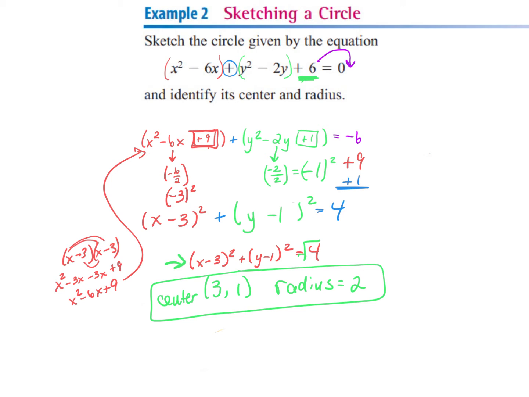If you were going to sketch this circle, your center would be at 3, 1, so over 3, up 1. And then your radius is 2. So from that point, you're going to go up 2 and put a point, to the right 2, put a point, down 2, put a point, left 2, put a point, and then there's your circle. Because each point on the circle is equidistant. It's the same distance away.